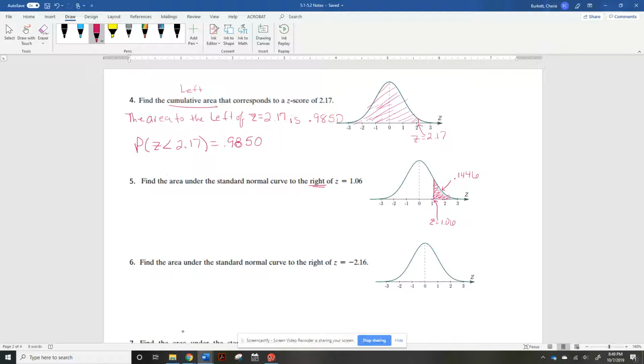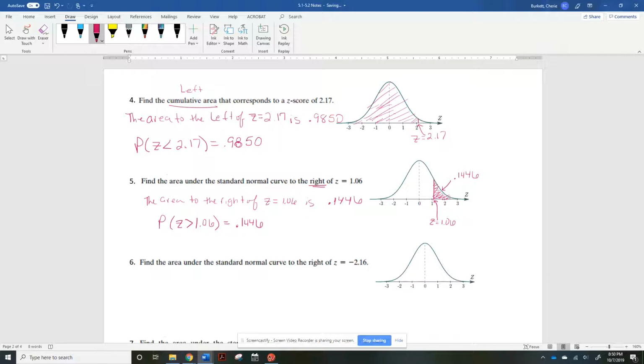0.1446. Okay, so that's using the calculator. And of course, we would say the area to the right of z equals 1.06 is 0.1446. Okay, that's one way to write the answer. The other way to write the answer is the probability of z being greater than 1.06 is 0.1446. Now, can you use the z-table to get this?